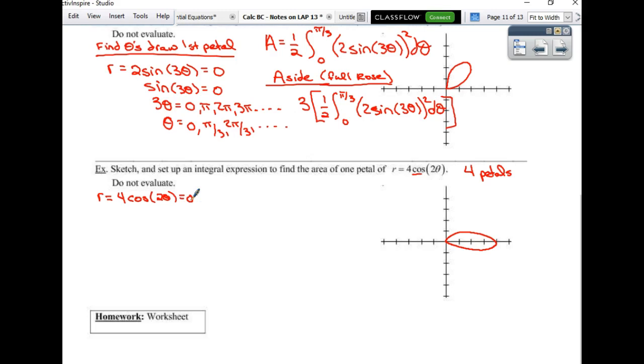All right, so r is equal to 4 cosine of 2 theta, which is 0, which means the cosine of 2 theta will equal 0, which means I want all the times that cosine will equal 0. The y-axis, perfect, that's great, I love that. Cosine equals 0 on the y-axis. Now I just have to remember which ones those are, right? So that's pi halves, 3 pi halves, 5 pi halves, and I'm going to do something really weird here.